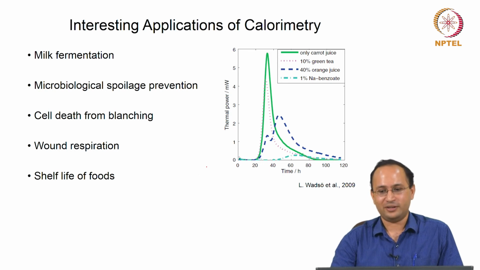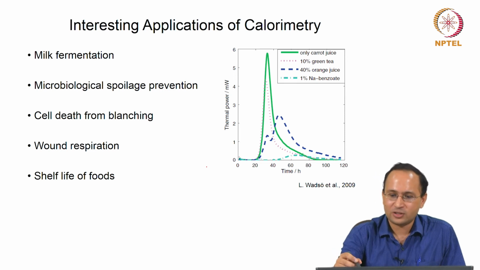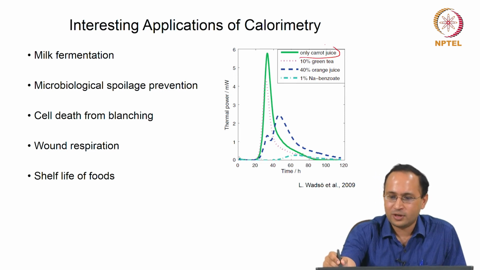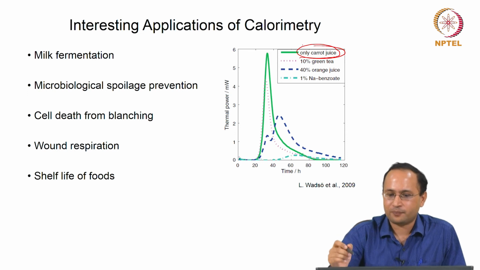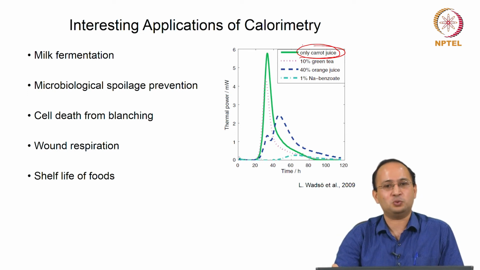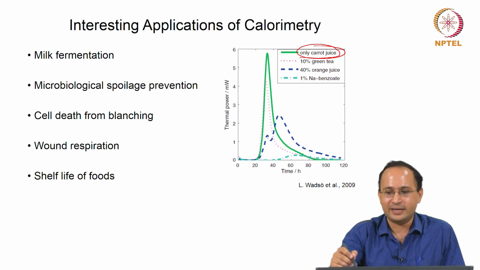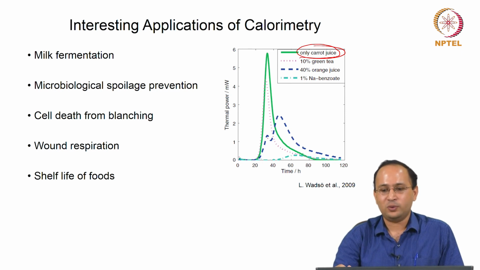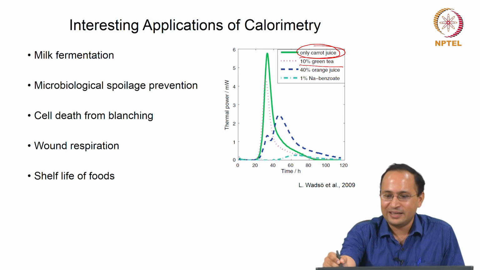What do you see in this plot? Suppose we are interested in the shelf life of carrot juice, only carrot juice. So, you have this signal. We are trying to enhance this shelf life, we are trying different things, adding different things. What do you see? With 10% green tea, it does something, but the effect is not that much.